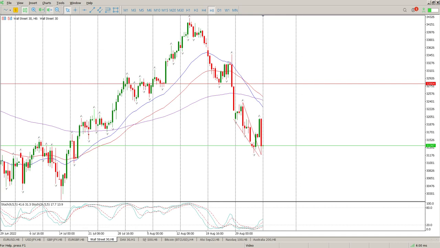So, a couple of things going on here. Firstly, is this a wedge break and retest? This is probably the best structure of all the indexes that I've looked at this morning, which is the S&P 500 and the DAX 40.